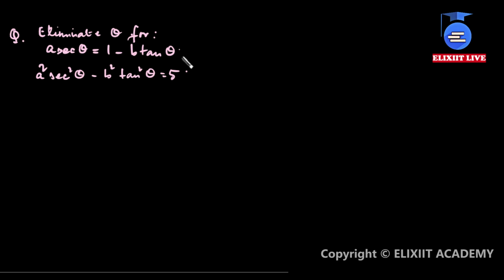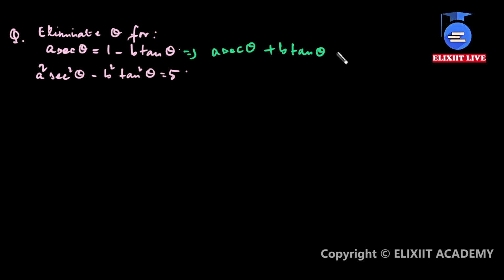So what I do? This is given: a sec theta minus b tan theta is equal to 1 minus b tan theta. So I have a sec theta plus b tan theta, and the right hand side we have 1. Simple expression. Like here we have a square, now here we have a square minus b square. Break this a square minus b square formula, a plus b into a minus b. So a sec theta minus b tan theta into a sec theta plus b tan theta. Already I know a sec theta plus b tan theta is given to be 1, right?